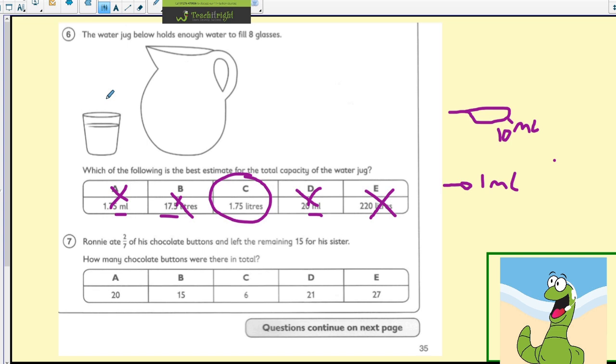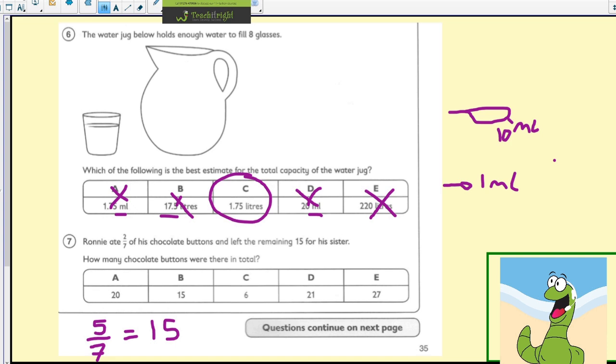Number 7. Ronnie ate 2/7 of his chocolate buttons and left the remaining 15. So how many were there in total? Well, he ate 2/7, which means there were 5/7 left. And it's saying that the remaining amount was 15. So that means 5/7 is 15.